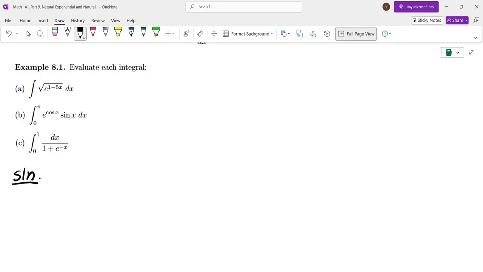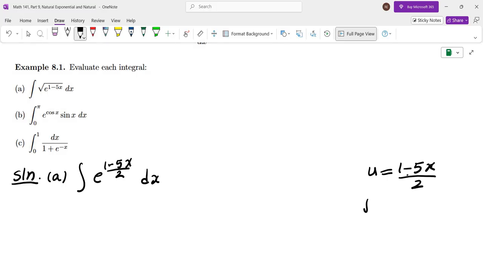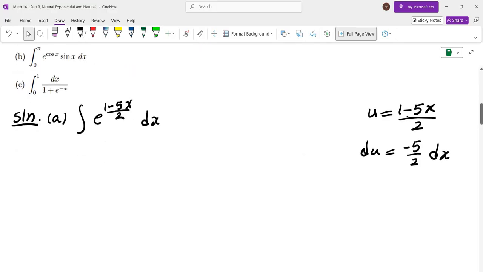So we want to find the integral of e to the power of the square root of 1 minus 5x. If you look at this one, really the difficulty with this integral is the square root. So how do we get rid of that square root? Well, we can put this square root as an exponent of 1/2. So this would be 1 minus 5x over 2. And then we can do a u substitution for 1 minus 5x over 2. So du becomes minus 5 over 2 dx. So dx becomes negative 2/5 du.